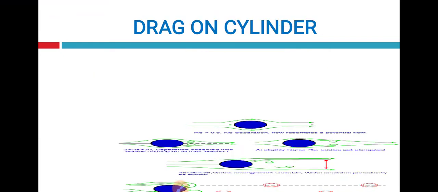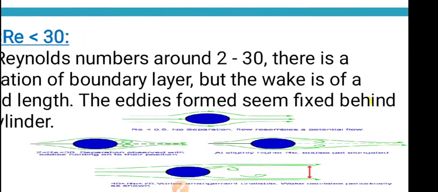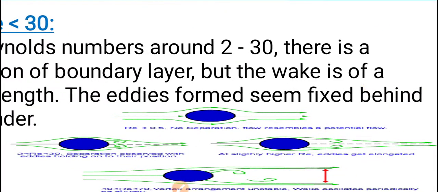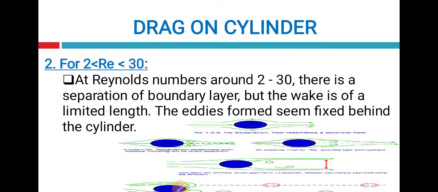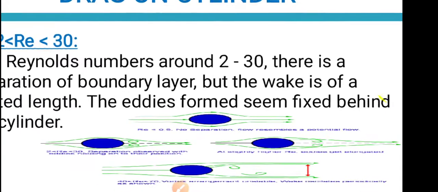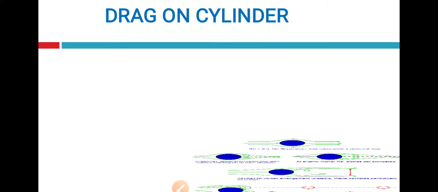Now, drag on cylinder. Continued for 2 to 30. That means Re is greater than 2 but less than 30. There is a separation of boundary layer, but the wake is of a limited length. The eddies formed seem to be fixed behind the cylinder. You see here.